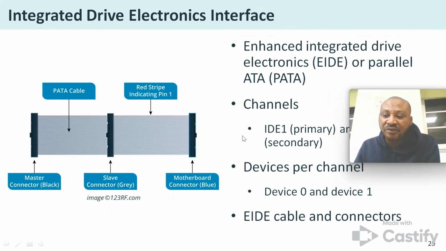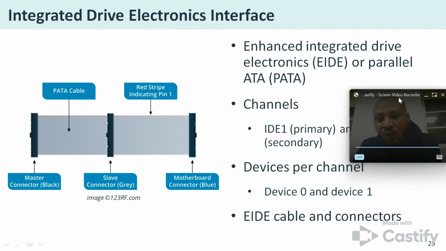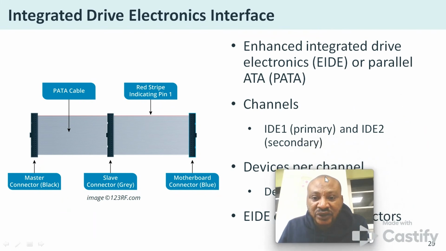On the motherboard, we have IDE1 and IDE2. It's the same way we say master and slave. IDE1 is the master, and IDE2 is the slave. The master means that IDE1 is the primary hard drive, which is your main drive. IDE2 becomes the slave.